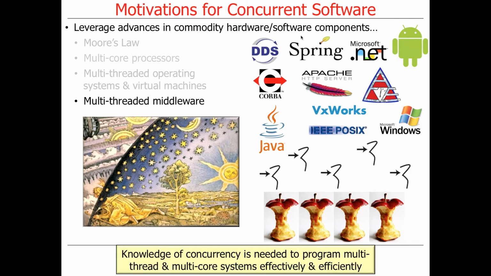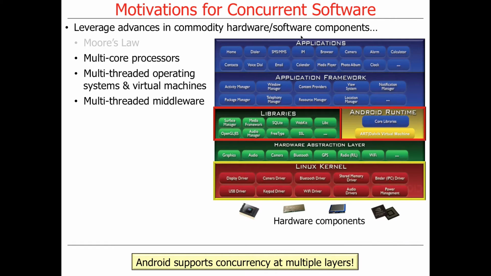So the key point here is that knowledge of concurrency is important to program multi-threaded and multi-core systems effectively and efficiently. And in particular, in the context of this course, Android supports concurrency at multiple layers. So it supports concurrency at the Linux kernel layer, which you very rarely see directly, but it's there for everything else to work properly. It supports concurrency at the native library layer, where you get things like POSIX pthreads that are popping up and providing you with threading abstractions if you're programming in C.